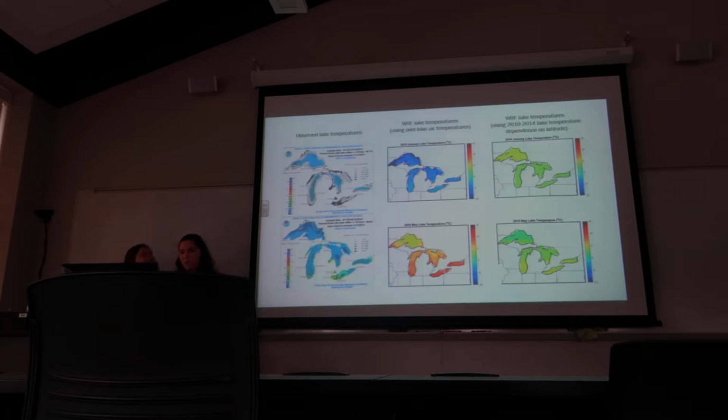And this is just showing some actual values for that. You can see during the winter time, most of the lakes are pretty close to 0, whereas if you look at the middle figure there, where we have the lake update model using the overlake air temperatures, all of the lakes are below 0, and in some of the northern parts of Lake Superior, it's almost 10 degrees below 0.